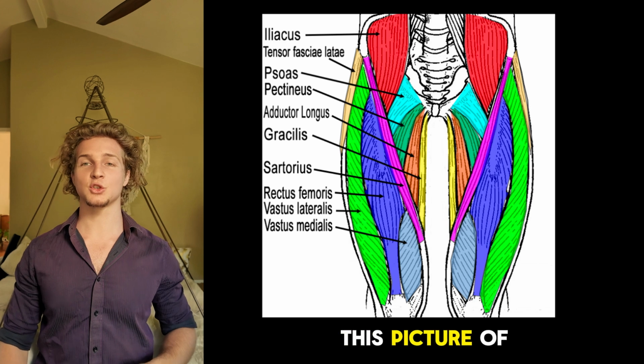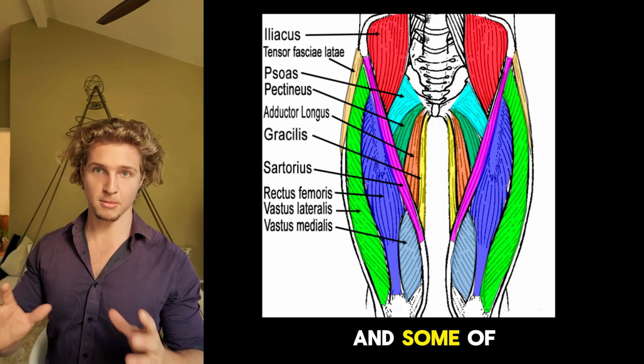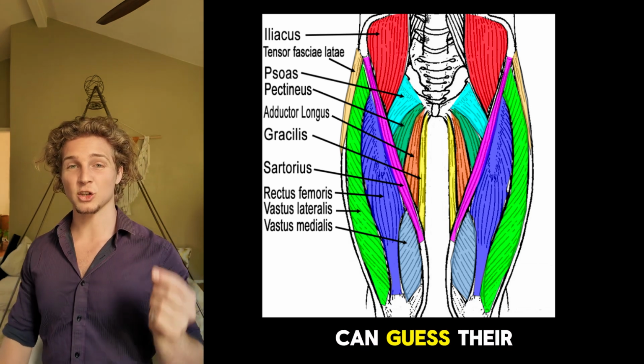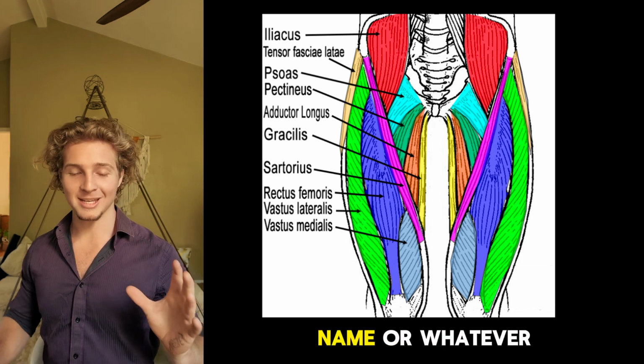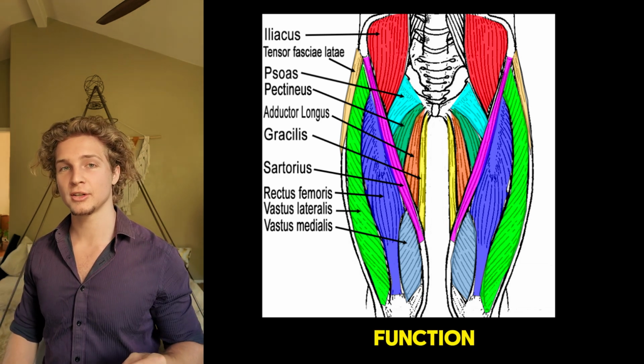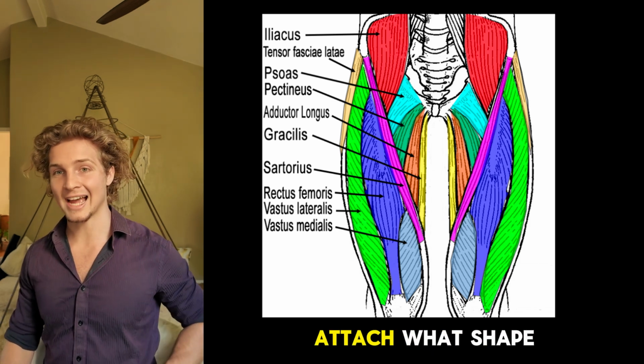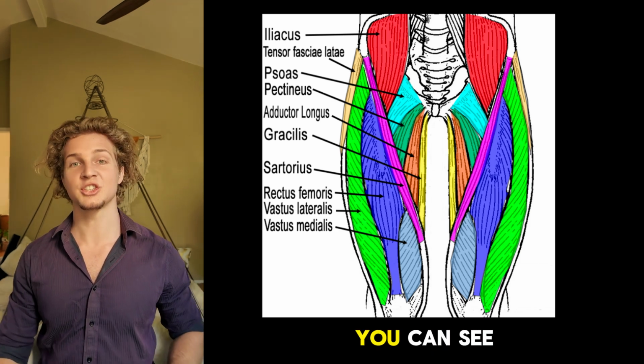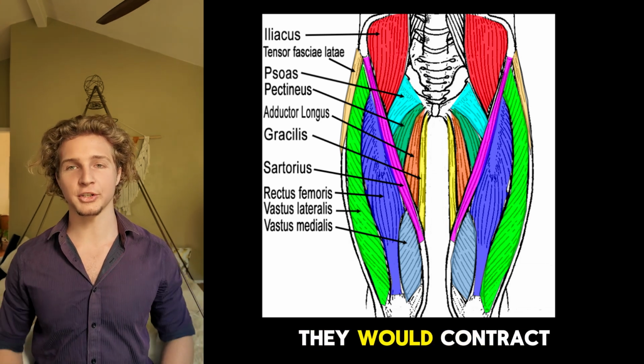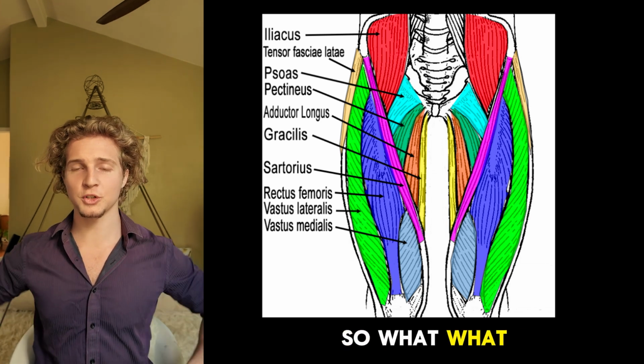So looking at this picture of the leg muscles and some of the bones, I bet you can guess their function without knowing their name. I bet you can guess their function from simply observing how big they are and where they attach, what shape they are and whatnot. You can see the lines in the direction that they would contract. So what do you observe?